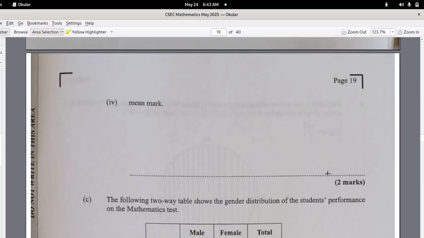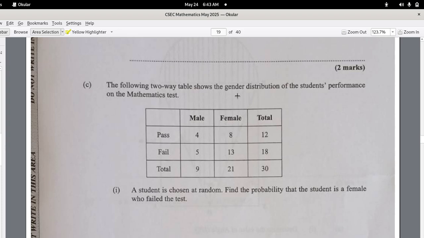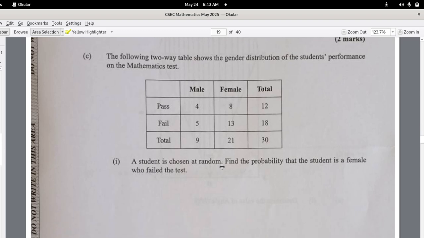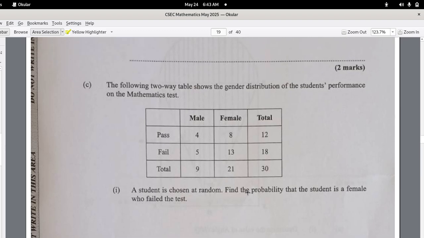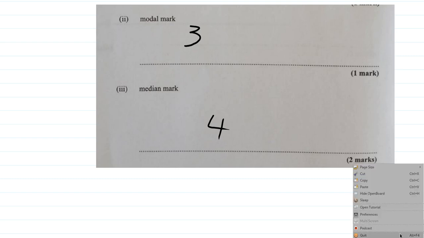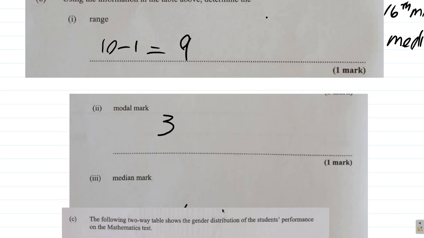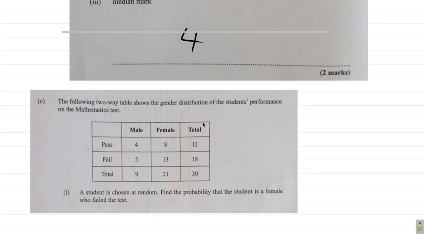Let's see what else is going on here. Alright. They say the following two-way table shows the gender distribution of students' performance on the mathematics test. A student is chosen at random. Find the probability that a student is female who failed the test. Alright, so let us copy this and paste it over here. Let's drag this down somewhere where we have space to work with it.